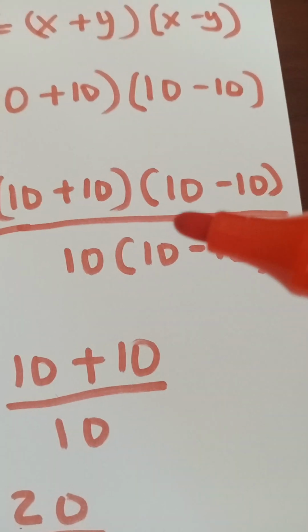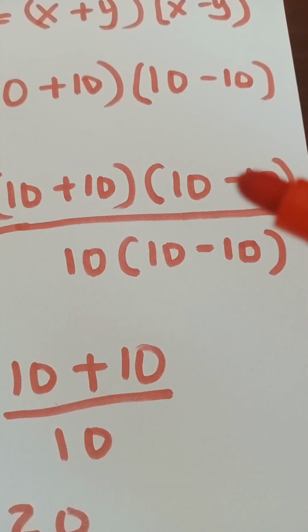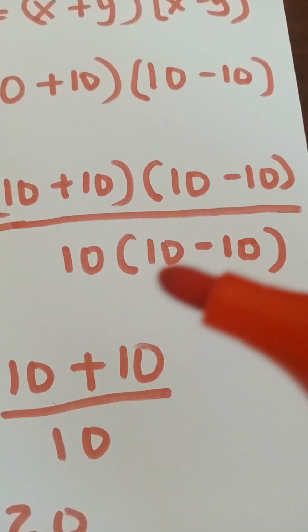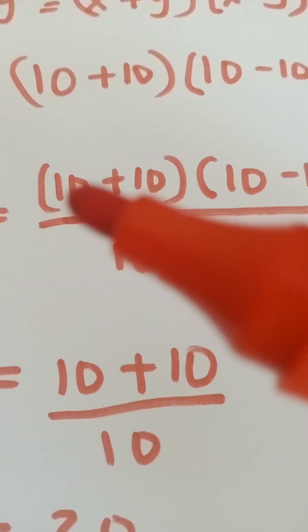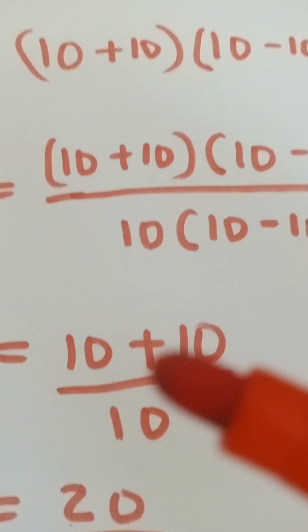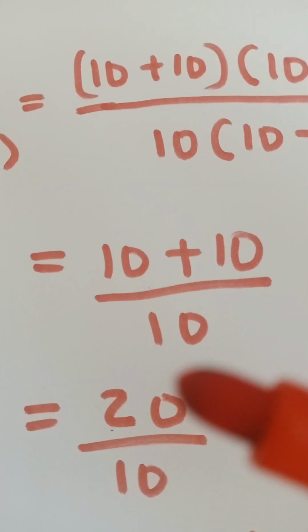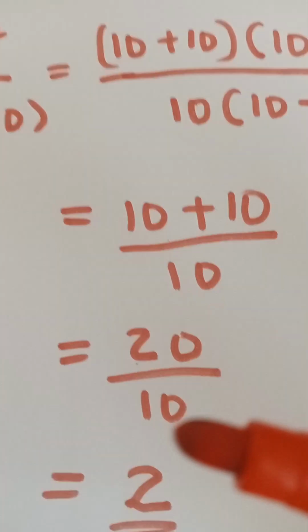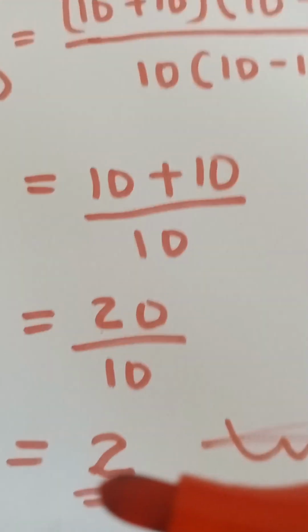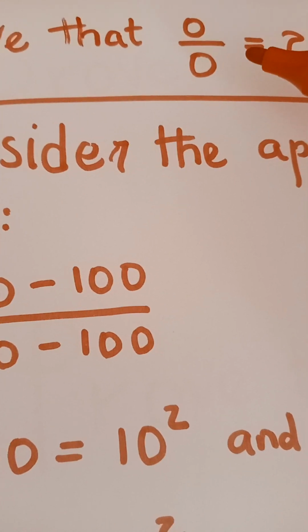This 10 minus 10 can cancel out with the denominator 10 minus 10. We have a numerator of 10 minus 10 and a denominator of 10 minus 10, so this can cancel out. If that happens, we are going to remain with 10 plus 10 in the numerator and the denominator 10. So we have 10 plus 10 divided by 10, which is mathematically correct. 10 plus 10 is 20, divided by 10, that gives you 2. And therefore, I will have proven that 0 divided by 0 is equal to 2 and not 0 nor infinity.